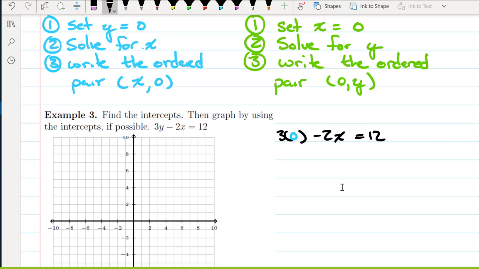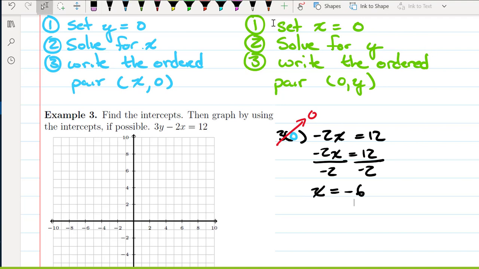Well, when we're finding the intercepts, if we set something equal to 0, it's really nice because anything times 0 is always equal to 0. So then that leaves us the equation negative 2x is equal to 12. In solving for x, we divide by negative 2, divide by negative 2, and that gives us x is equal to negative 6. So then our ordered pair is going to be negative 6, comma, and we chose y to be 0. So now we go to negative 6 and 0, and we plot our point.